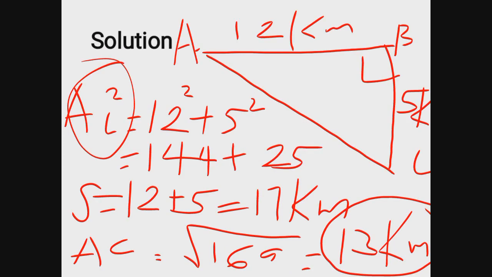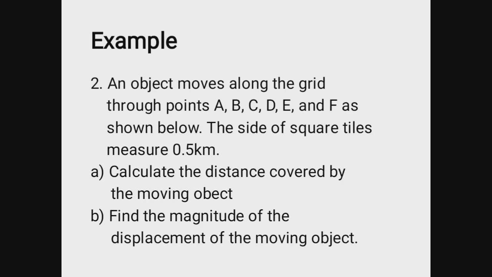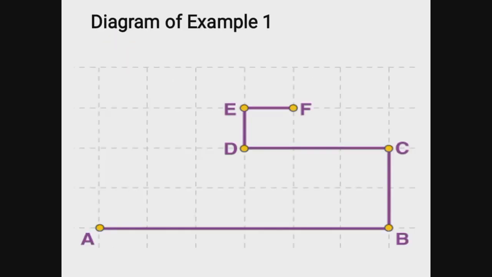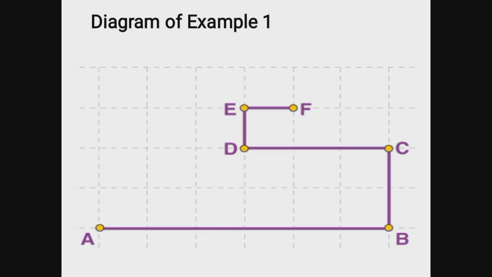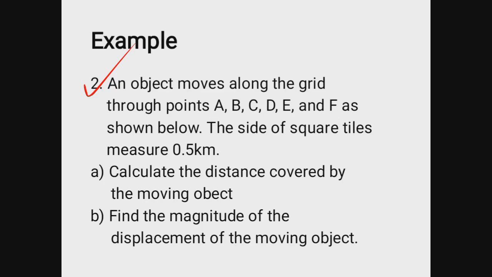Okay, now looking at one more question. Example 2. An object moves along the grid through points A, B, C, D, E and F as shown below. So we have the diagram in the next slide. That's the diagram to question 2. Then the side of square tiles measures 0.5 kilometer. That implies that each of these tiles along both the vertical and the horizontal is 0.5, since it's a square, and we all know that all the sides of a square are equal.